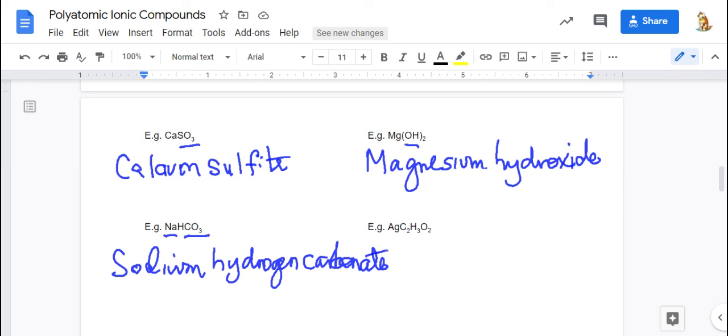The next one's unusual too. There's our metal. So it's silver. And then this group of atoms is also a polyatomic ion, and they have a specific name, and it is acetate. We will be using this frequently. So silver acetate, and that's how you name polyatomic ionic compounds or ionic compounds containing polyatomic ions. You must look up the polyatomic ions, have some sort of reference chart in order to complete this if this is brand new to you.